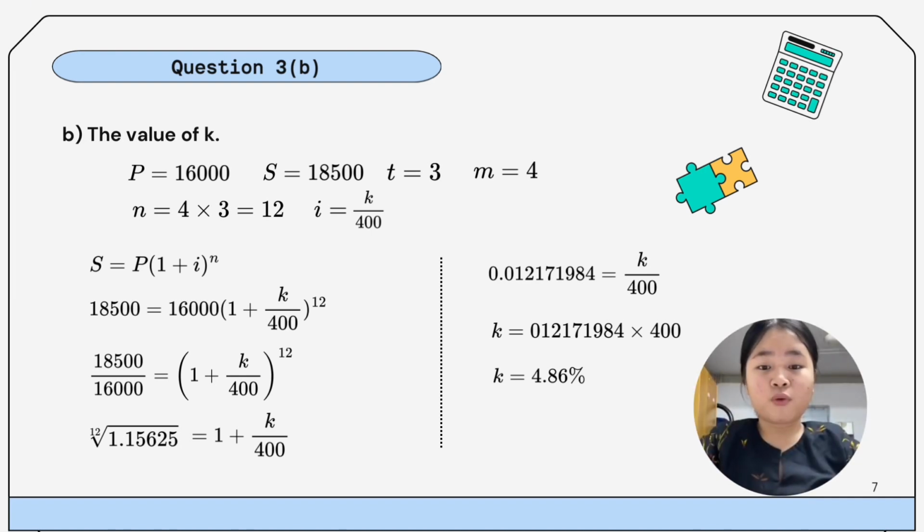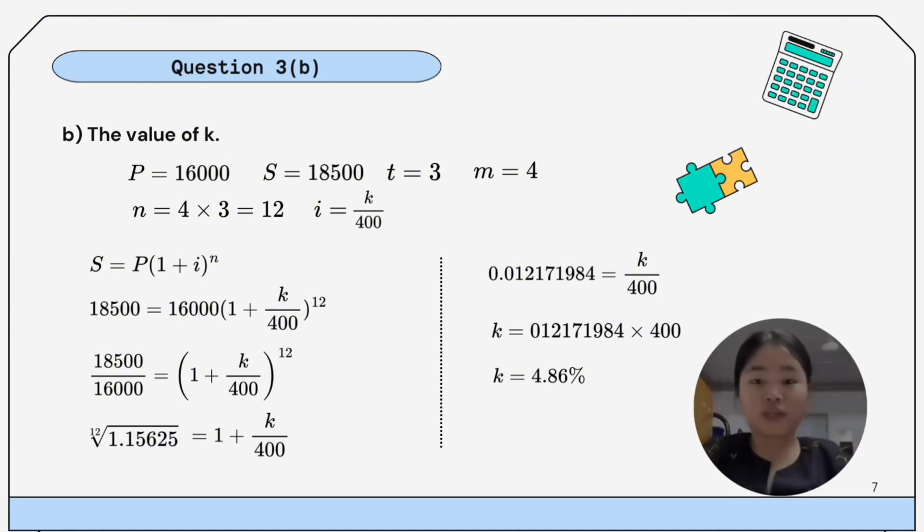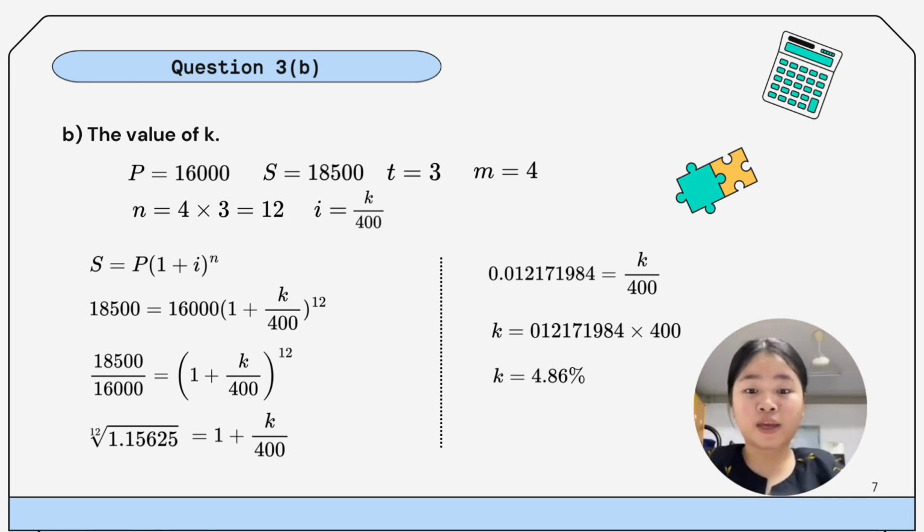Next, the 12th root: 1.15625 equals 1 plus K over 400. Next, 0.012171984 equals K over 400. Then K equals 0.012171984 multiplied by 400. The final answer is K equals 4.86%.